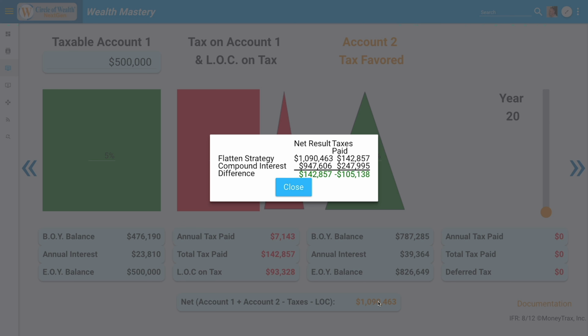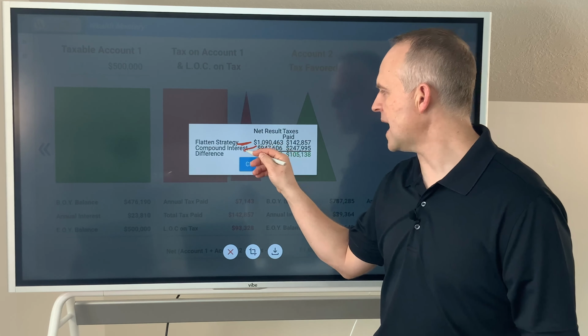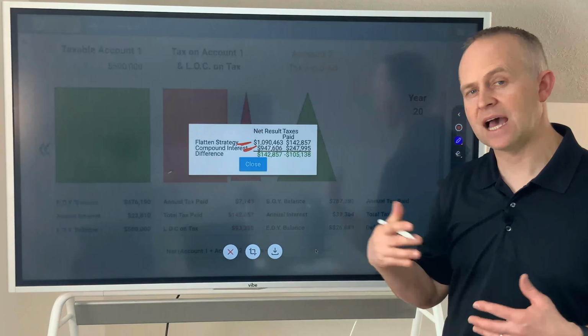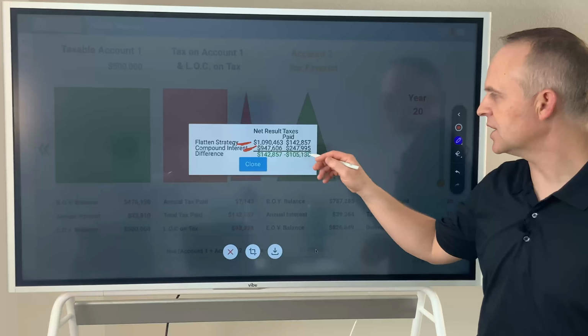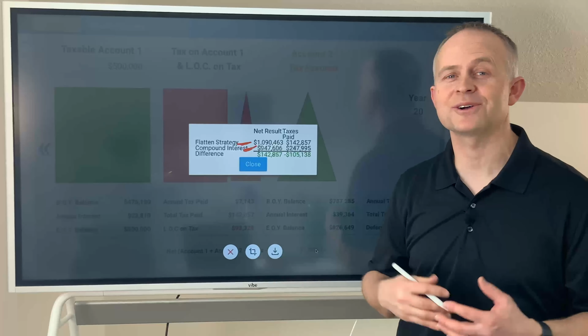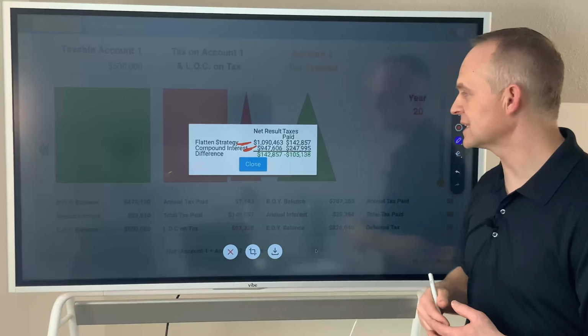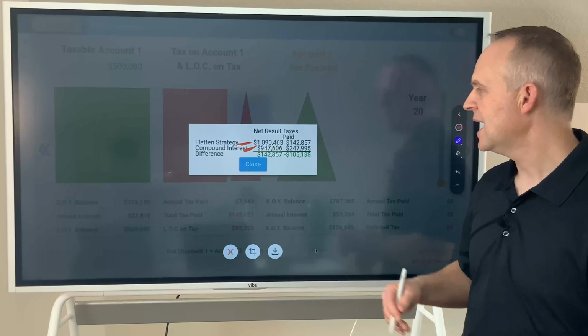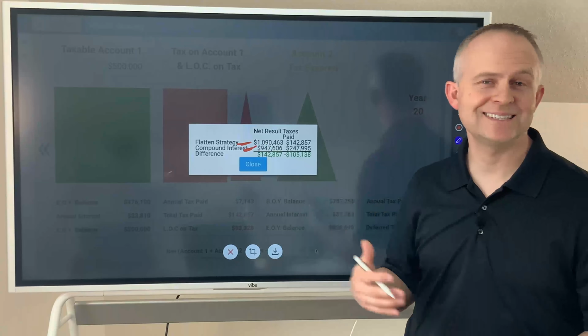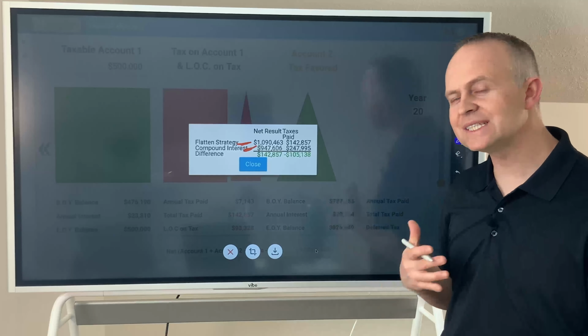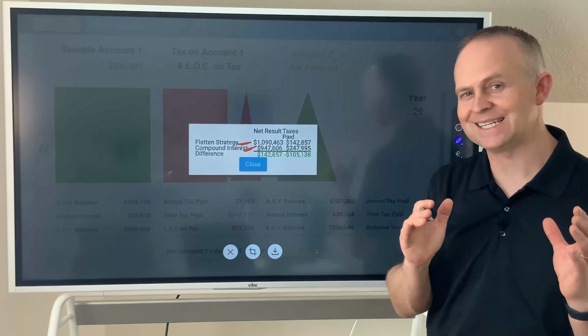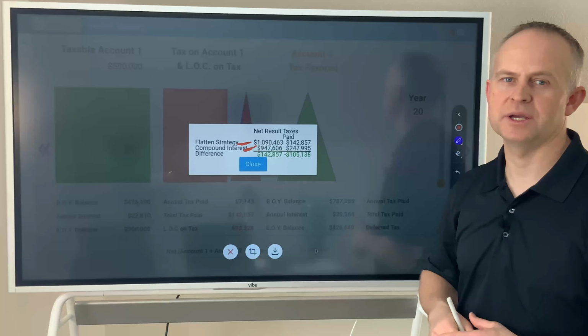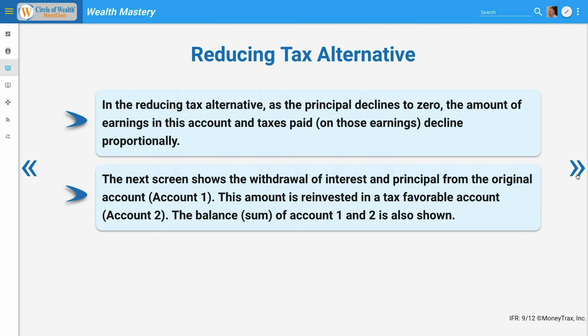Now, if we go back to our compounding interest scenario where we're compounding the problem, it would have been at $947,000 net, right? So that's a $142,000 difference in that particular example over just those 20 years, and $105,000 less in taxes paid. So as you can see, if we just flattened the tax, we make a huge improvement. Okay, now let's look at the third and final scenario, which is reducing the tax alternative option here.